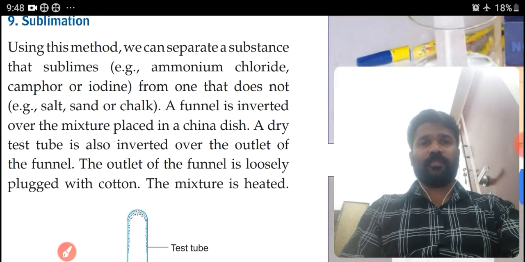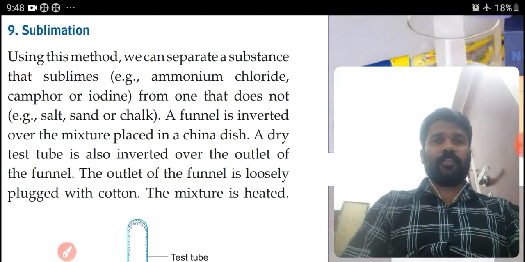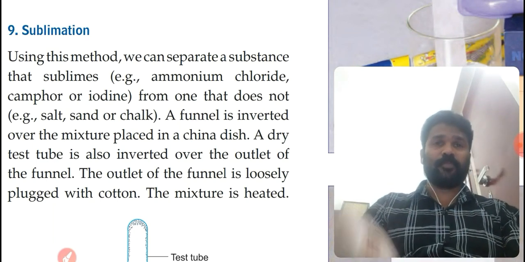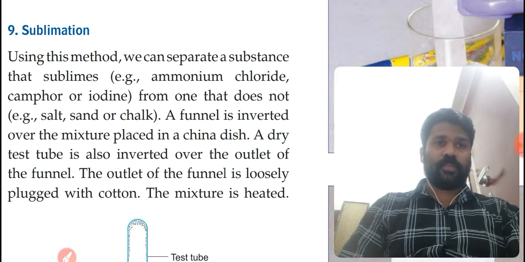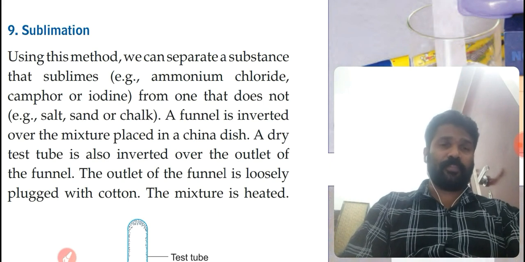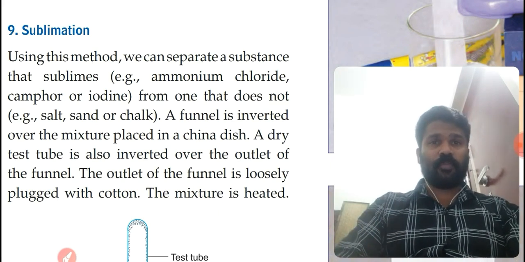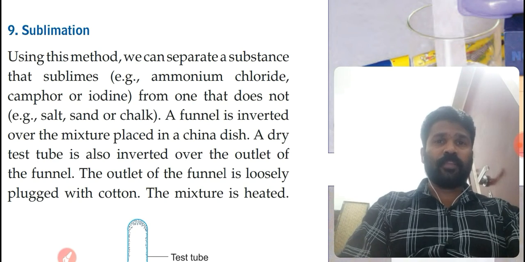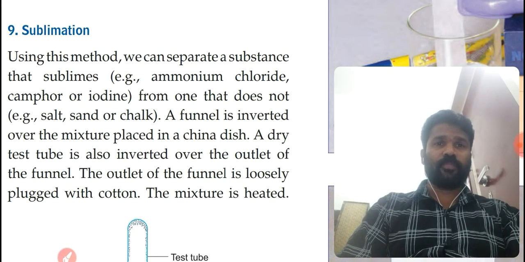Using this method, we can separate a substance that sublimes. The substances that enter the category of sublimation are called sublimates. Examples are ammonium chloride, camphor and iodine. Clear? We can separate a substance that sublimes from one that does not. Suppose there is a mixture of ammonium chloride and salt. Ammonium chloride is a sublimate and salt is not a sublimate.